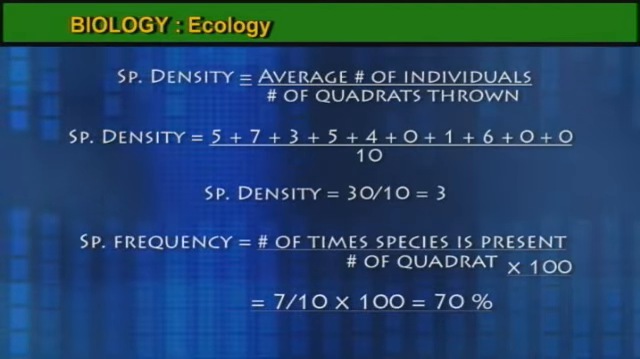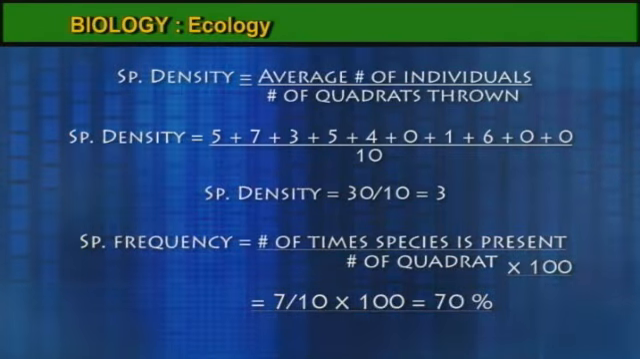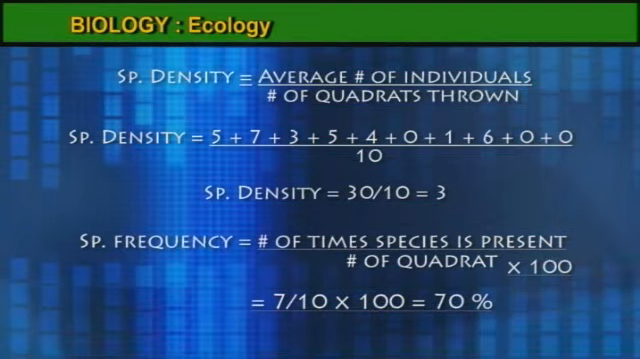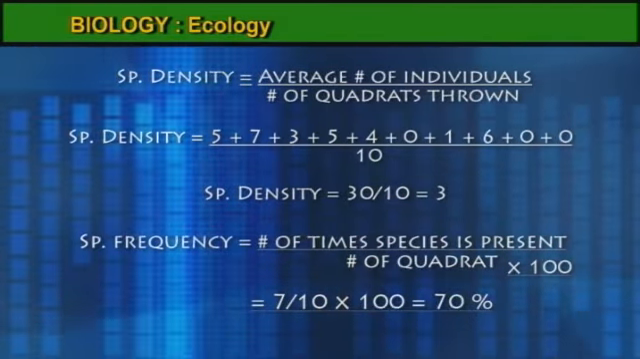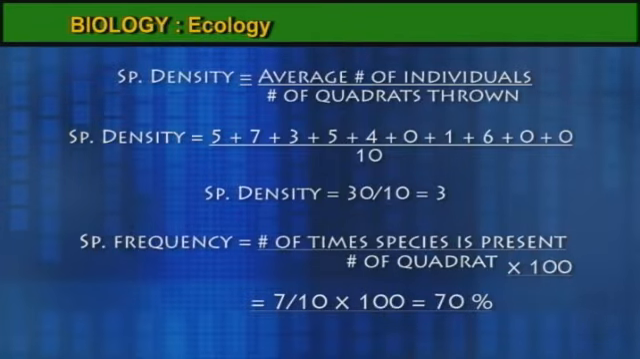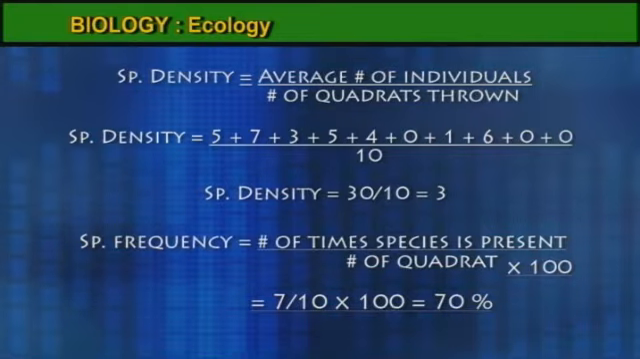This example uses a quadrat size of 1 meter squared. In 10 throws, a total of 30 plants were counted. The average of plants would be 30 divided by the 10 throws. The species density would be 3.